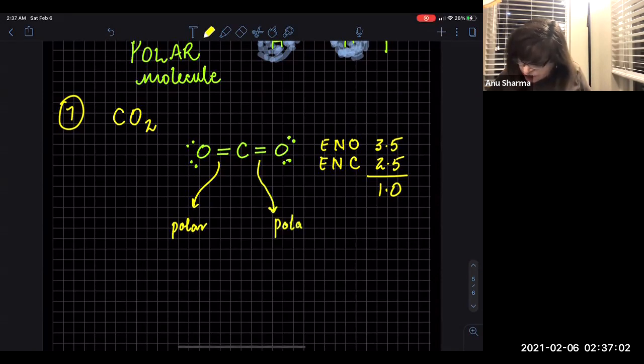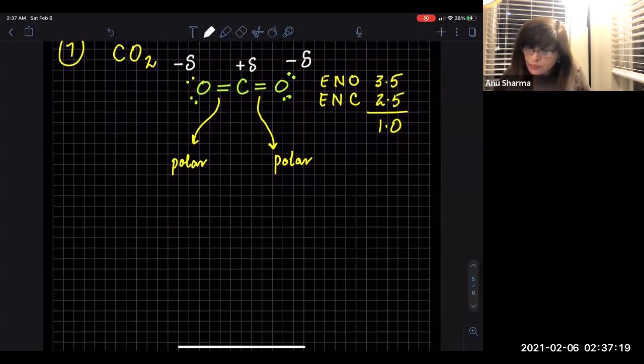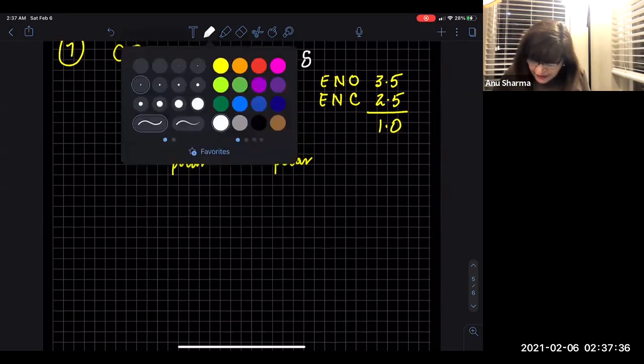So each individual bond is polar, which means that oxygen will have a delta negative charge. This oxygen will also have a delta negative charge, and carbon acquires a delta positive charge. This is all okay, right? Individually two polar bonds. But because the pull is the same, oxygen, because it's electronegative, will pull the electron clouds towards itself, right? And that is what makes a bond polar.